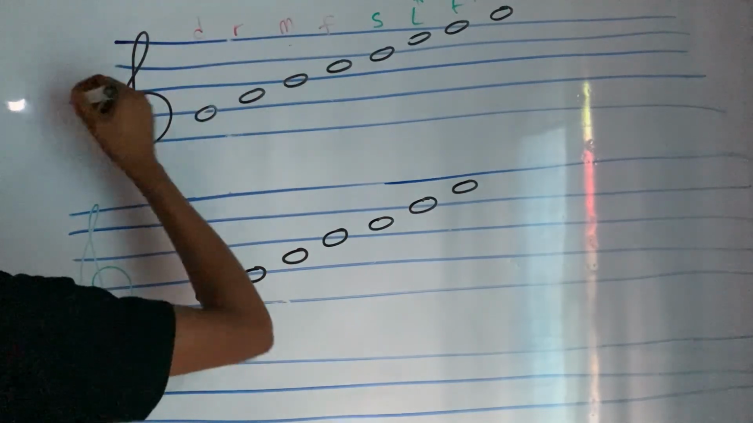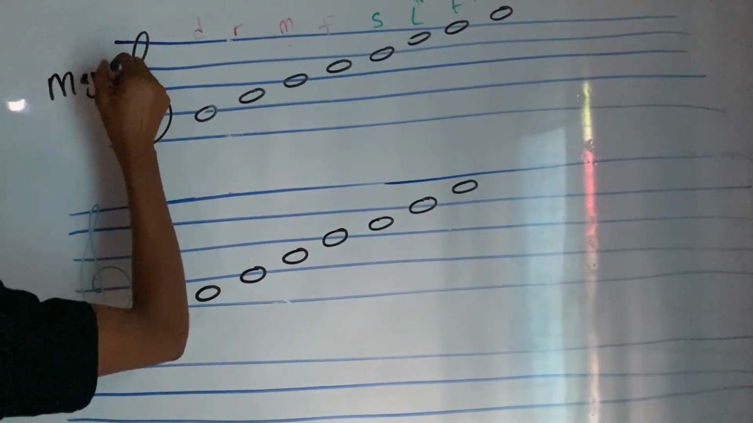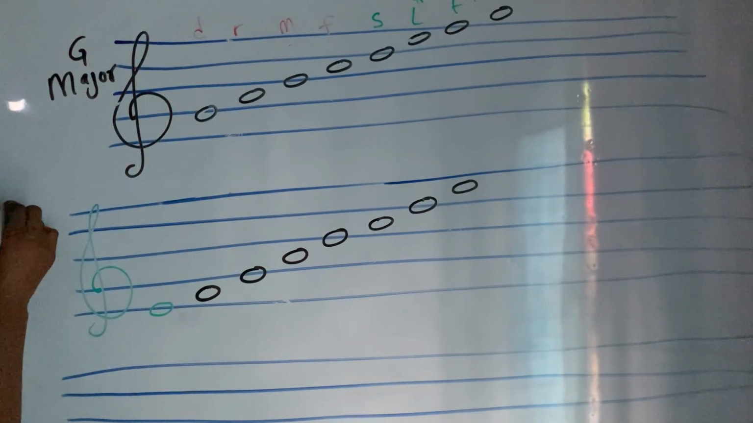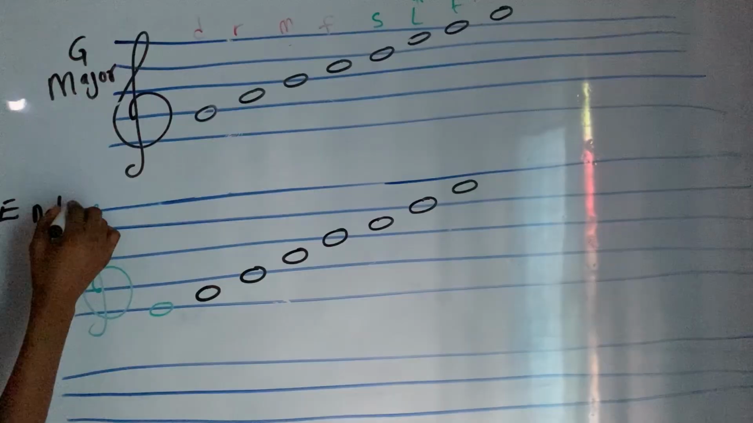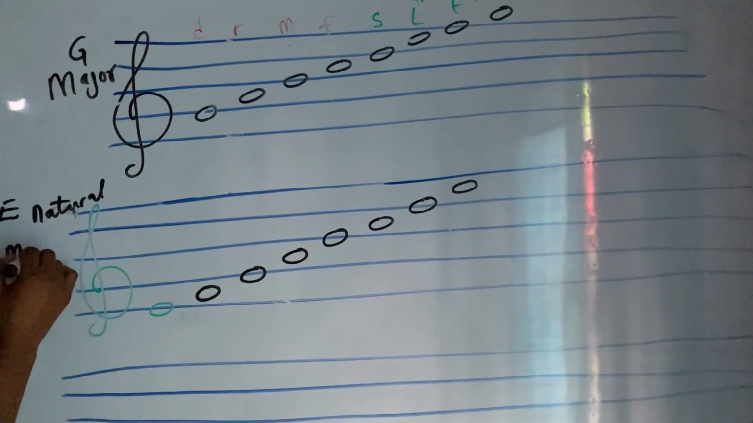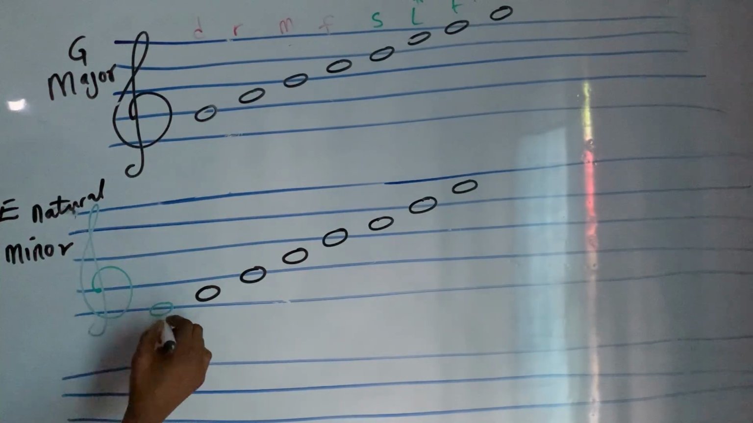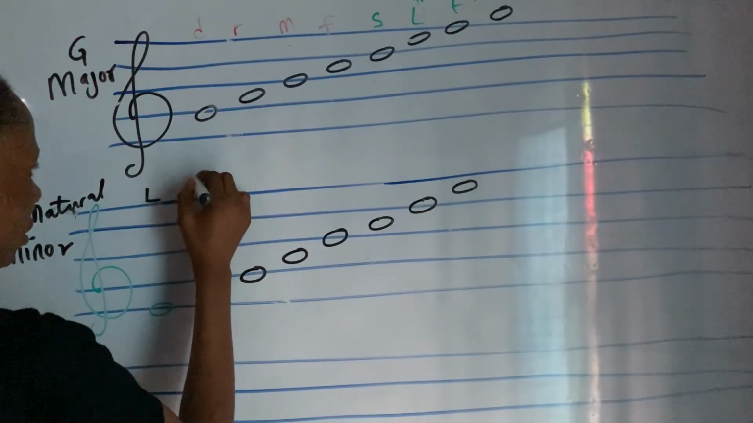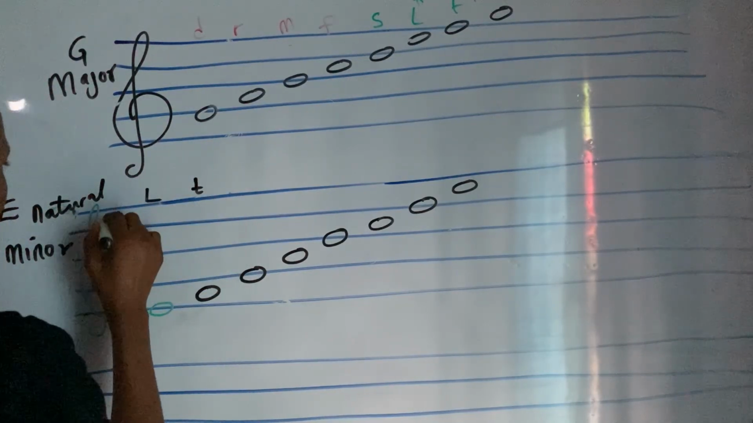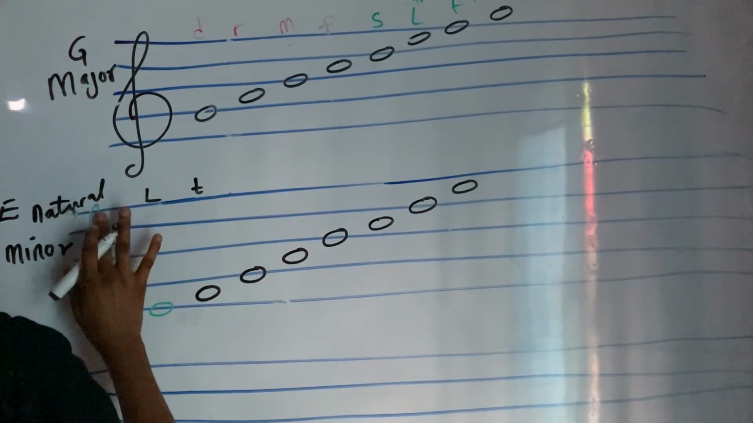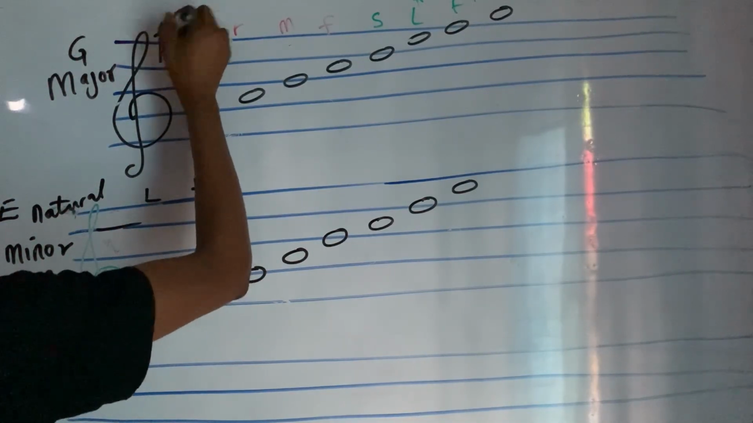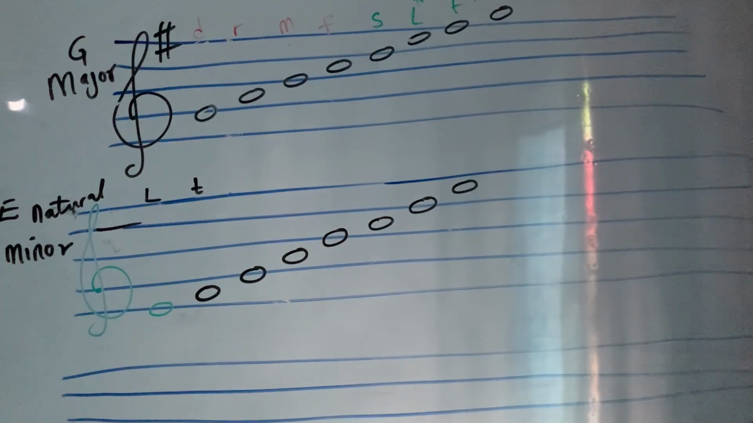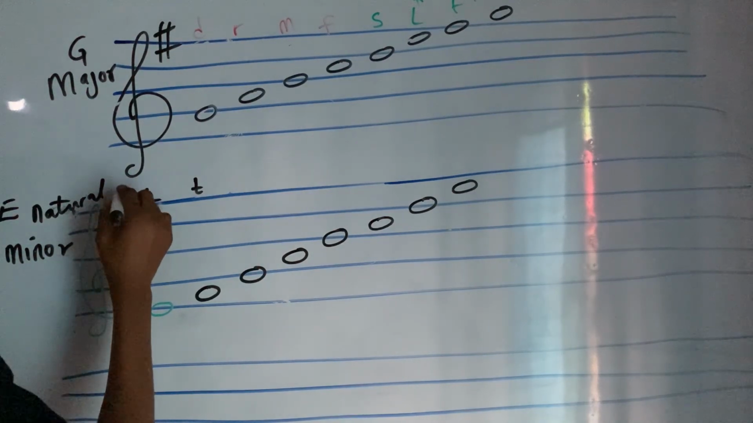Now this is major, this is G major. Now this is E minor, not just minor, E natural minor, which is here La, Ti. Please don't forget, I almost forgot the key signature. This is the key signature.